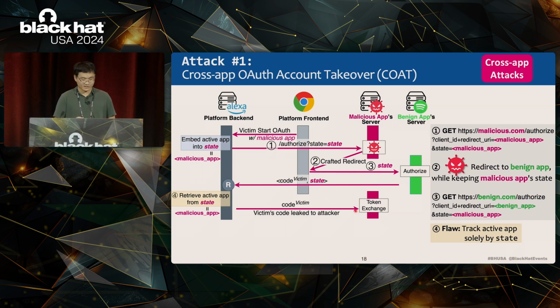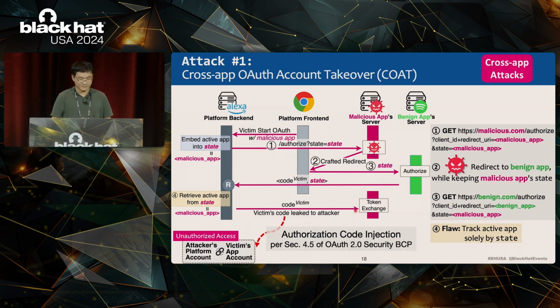And once the authorization code is leaked, that's basically endgame, because the attacker just needs to launch a vanilla authorization code injection attack, which is well discussed by the community, to redeem the code for an access token and then bind the token to the attacker's own platform account. Because this is essentially stealing the victim's app account, we named this attack cross-app OAuth account takeover, or COAT.